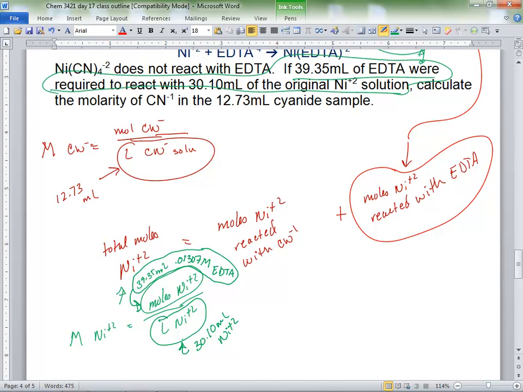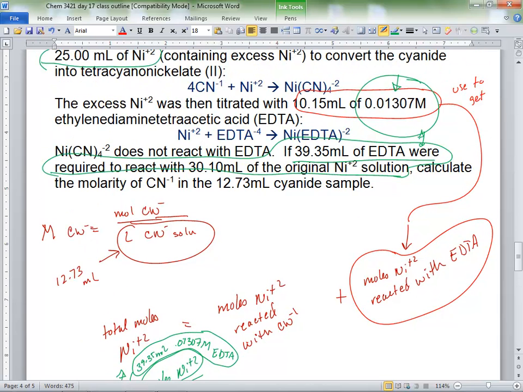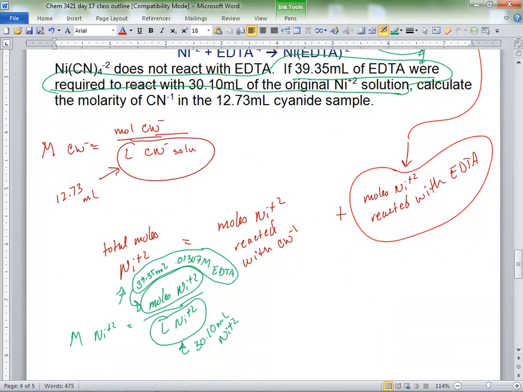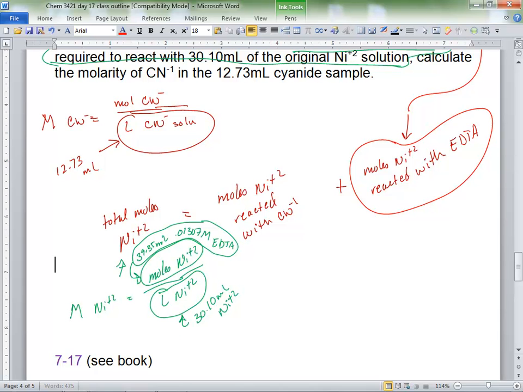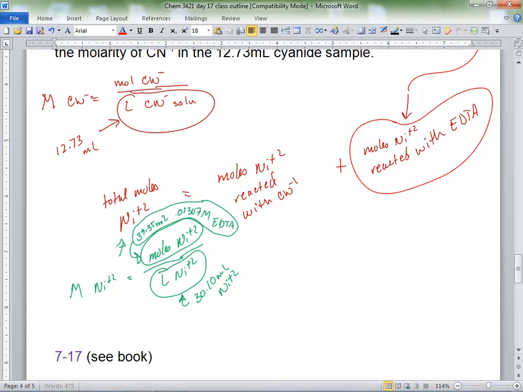Get the moles of the nickel that react with EDTA. Get that with, it's just converting, right, the data, using the mole bridge, and get both parts. The total moles of Ni plus 2.